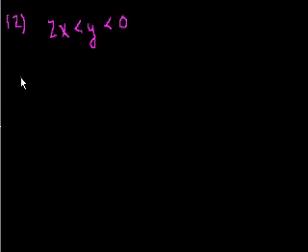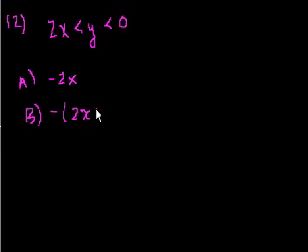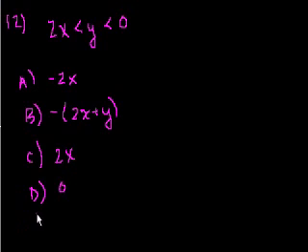So let's see. Choice A is minus 2x. Choice B is minus 2x plus y. Choice C is 2x. Choice D is 0. And choice E is minus y. The interesting thing that should immediately jump out at you is that both 2x and y are negative, right? Because they're all less than 0.